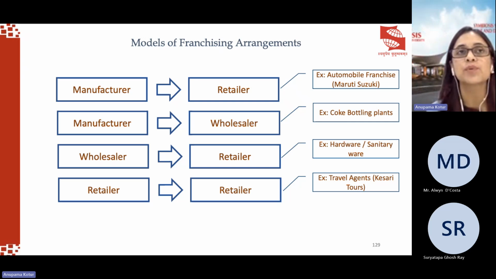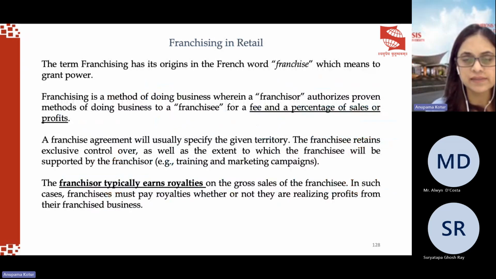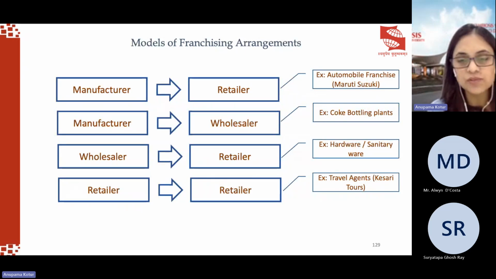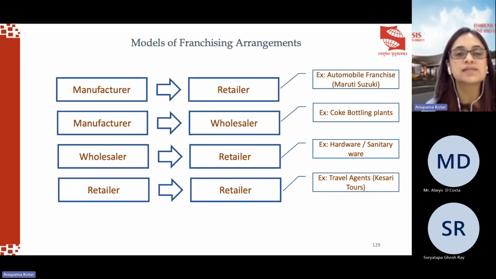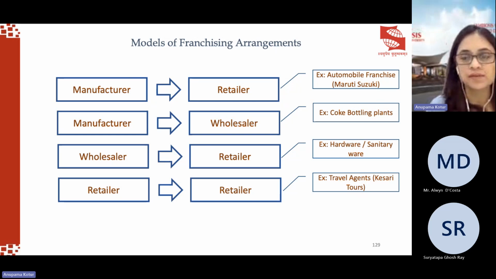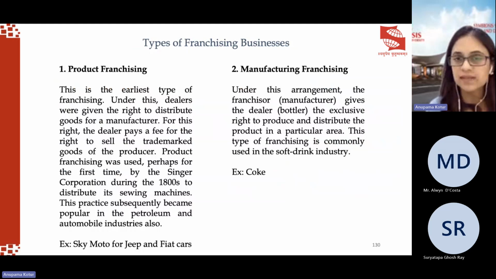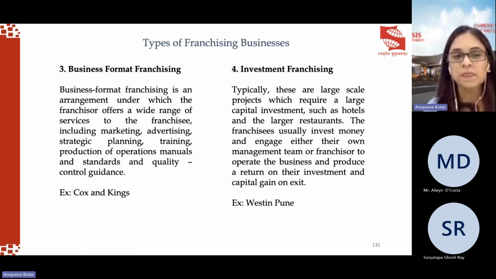If I could give you an example, your Cox and Kings or even Thomas Cook has company operated retail outlets also, and then also operates through franchises within the same city. Lakme is another example. Lakme also has company operated stores, and then the same brand might also have franchises, right? Different types of franchising businesses. There could be product franchising, there could be manufacturer franchising, there could be business format franchising. Cox and Kings is an example. And then there could be investment franchising.